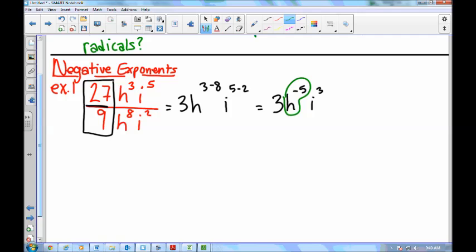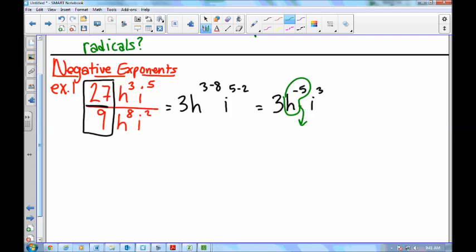Anything raised to a negative power, does anyone know already how you fix it? Oh, some of us already know. What's your name again? Braden. We're going to switch it somewhere. You were Andre, right? Yeah, by changing its location either up or down.